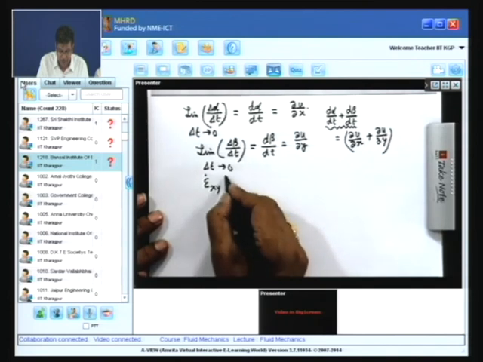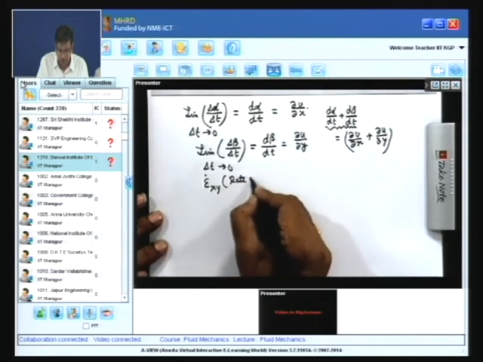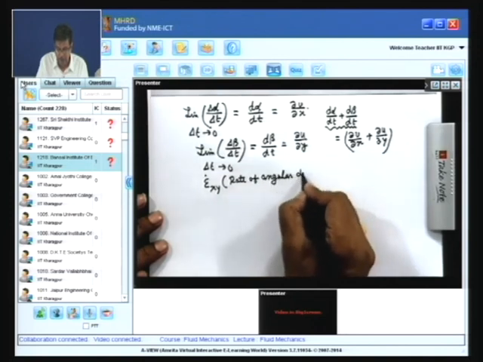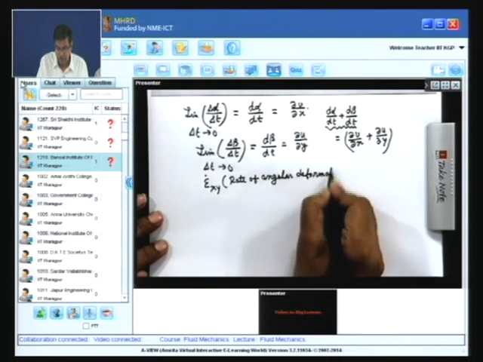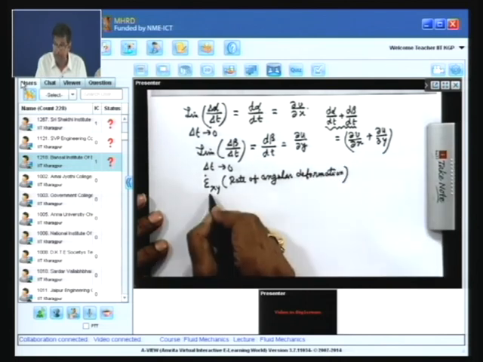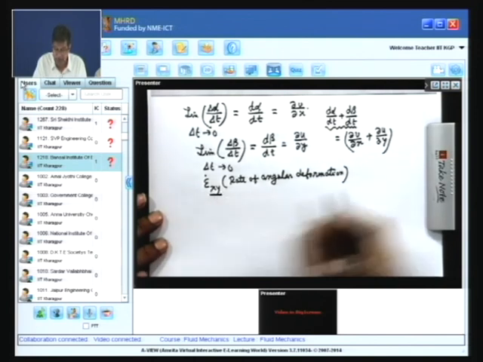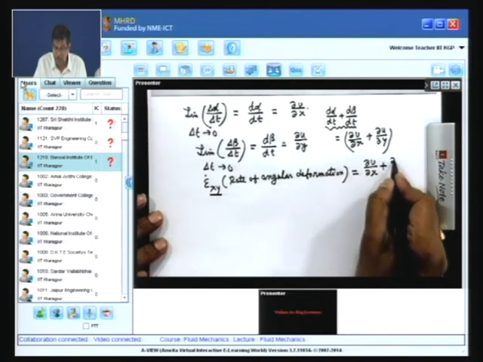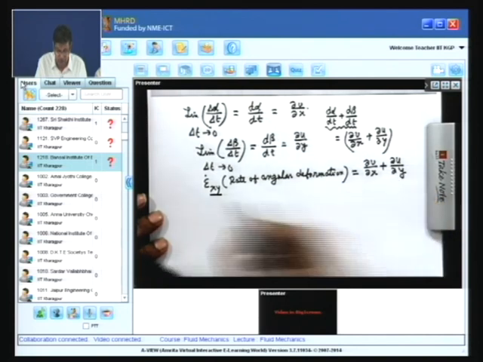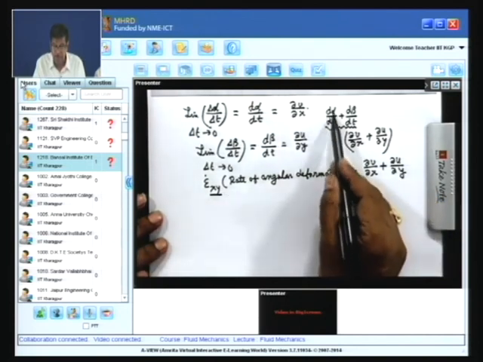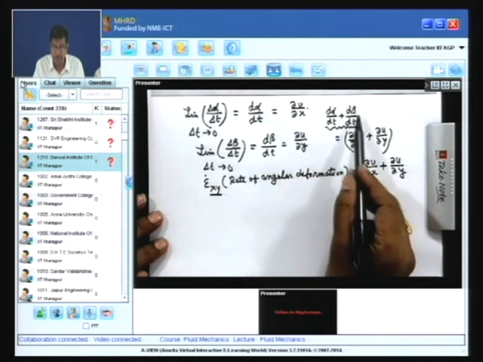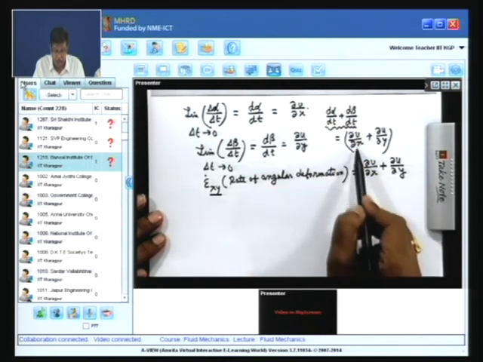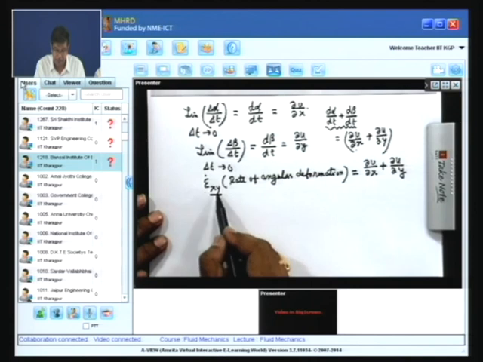This is known as the rate of angular deformation, and this is in the xy plane, which is why it has the suffix xy. It is given as ∂v/∂x plus ∂u/∂y. So, the rate of angular deformation is defined as the rate of change of the included angle between two linear elements which were originally perpendicular to each other, given by ∂v/∂x plus ∂u/∂y, in the xy plane.